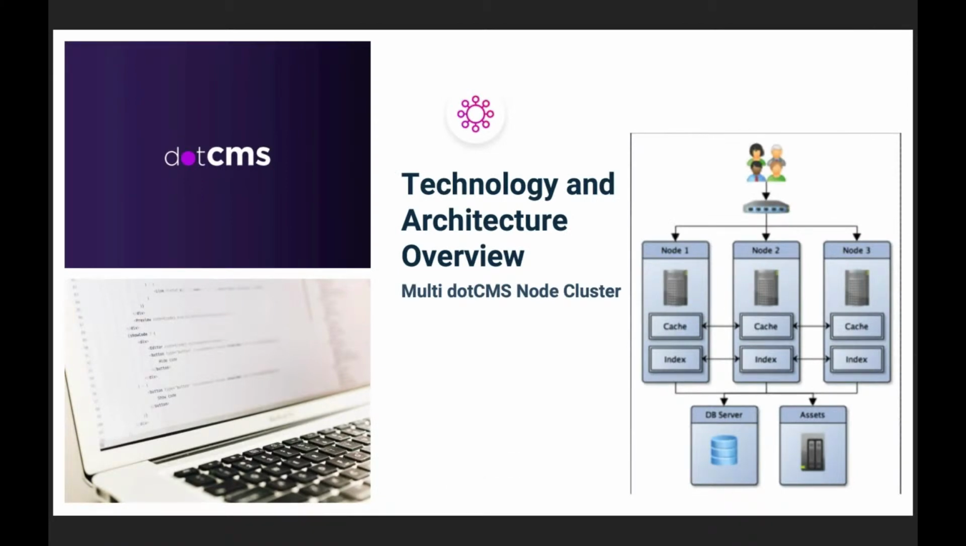We also have a second option here. There is the multi dotCMS node cluster. This allows you to scale up to meet demands. Those nodes actually share the same database and the same assets, but not the same Elasticsearch or cache, which are specific for each node. They also have a cache that communicates with each other. So if a piece of information gets flushed out of the cache in one of the nodes, it will automatically get flushed out of the other nodes too.